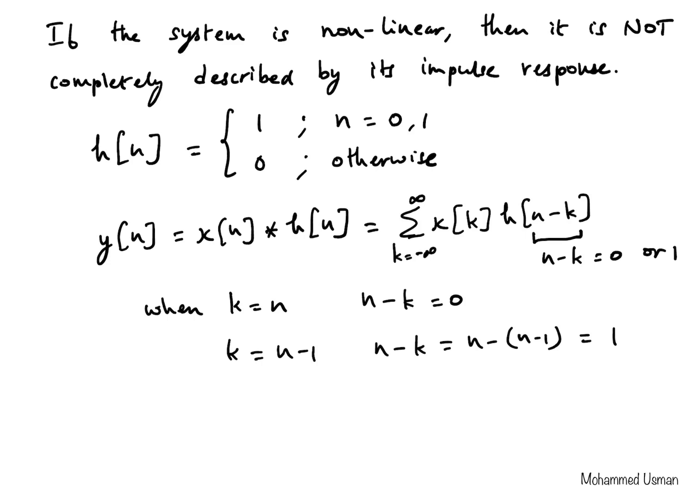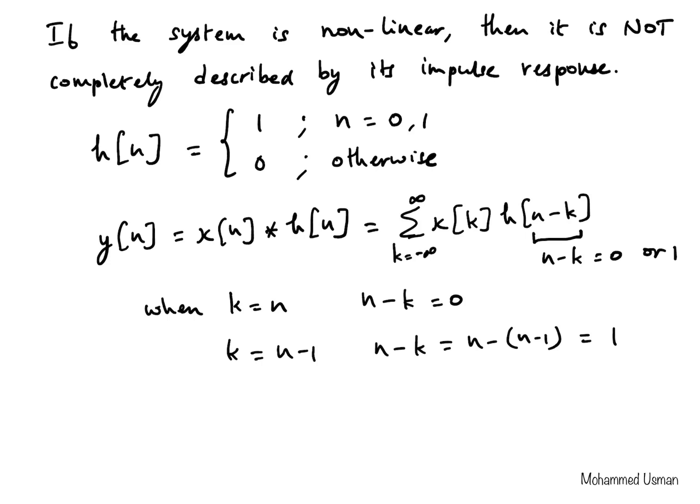Okay, so these are the two values of h of n minus k when this argument is either 0 or 1, that is when we have h of n equal to 1. For all other values of the argument, this term is going to be 0, and 0 times anything will be 0. So we are interested in the summation only for k equal to n and k equal to n minus 1. When k is equal to n, this summation term will be x of n into h of 0. And when k is n minus 1, it will be x of n minus 1 into h of 1, where h of 0 and h of 1 are both equal to 1, right?